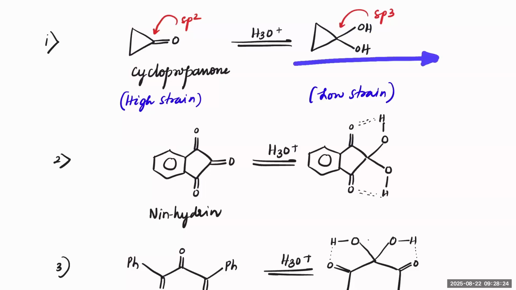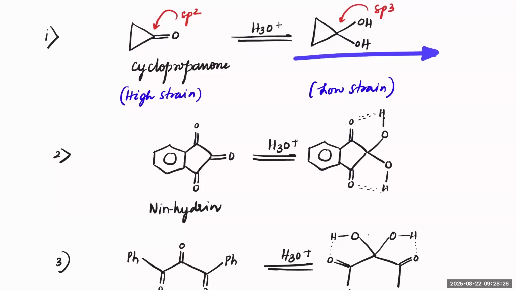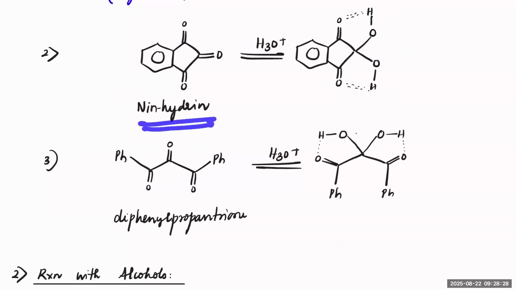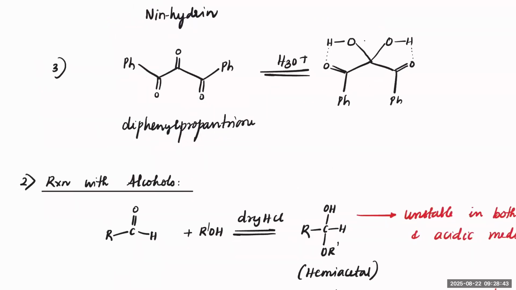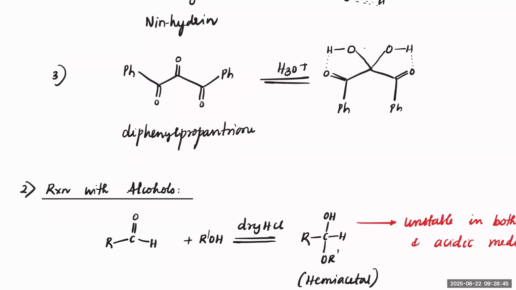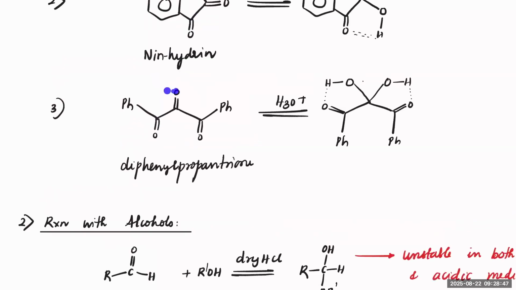So the hydrate is stable. Next, this is ninhydrin. Ninhydrin on hydrolysis will immediately form these OH groups, because the other oxygens can make strong hydrogen bonding and form a 5-membered chelation. Got it? Yes sir. Next, diphenyl propane trione. That is also the same thing. This oxygen can make OH and OH here, which can be connected with these oxygens this way. Okay.